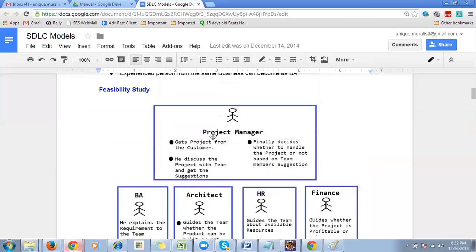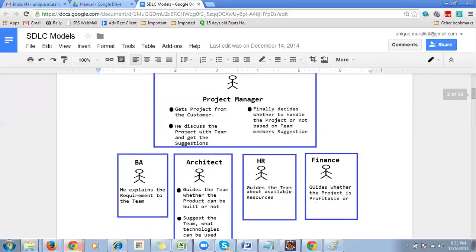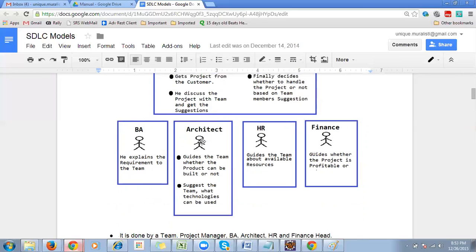So, in total, a 5-member team will be on the feasibility study. Who are they? The project manager, business analyst, architect, HR, and the finance team. All these people will be there. What the BA will do is explain the entire requirement: this is how we have to develop the application. Then the architect will guide the team on whether the product can be built or not.